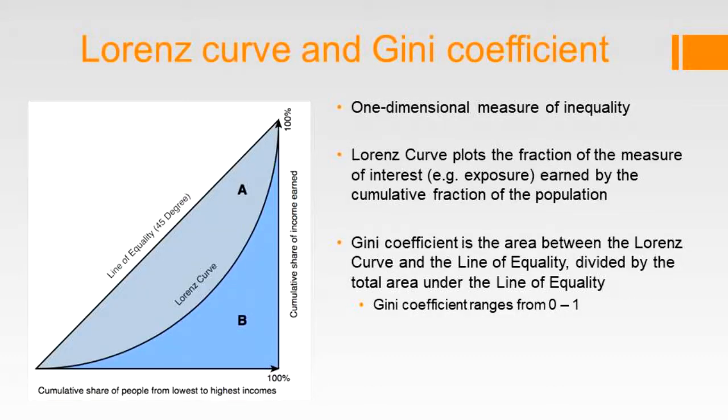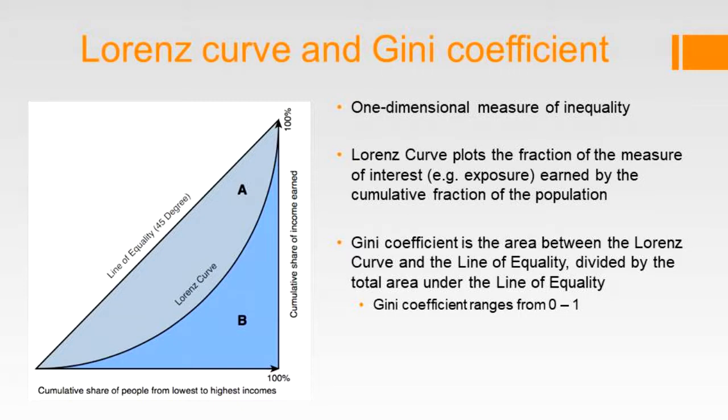I'll talk briefly about how we actually are measuring inequity and inequality. One of the most common models used is the Lorenz curve, shown here as an idealized version on the left. And basically, you're plotting the fraction of people versus the fraction of your measure of interest.